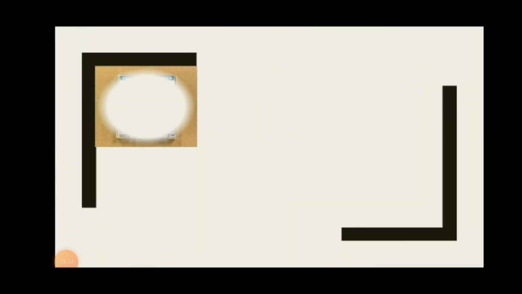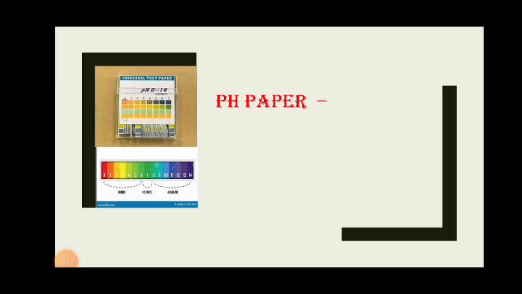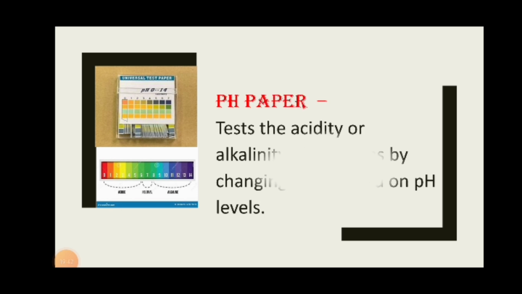And of course, next is, yes, you are correct. Meron siyang scale, pH paper. So ano ang pH paper? To test the acidity or alkalinity of solutions by changing color based on pH level.